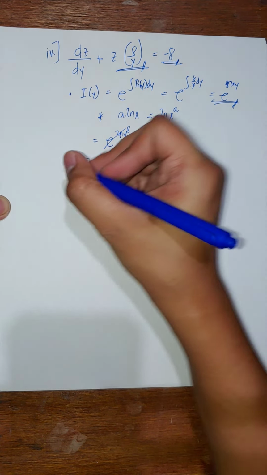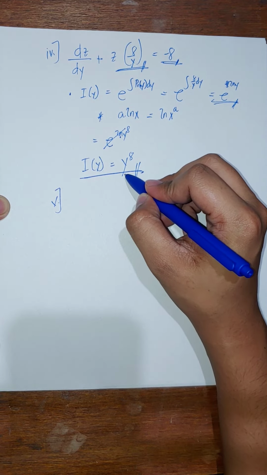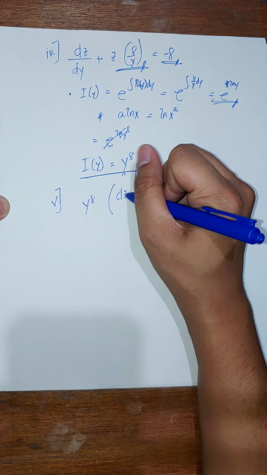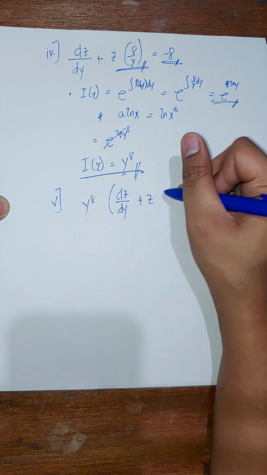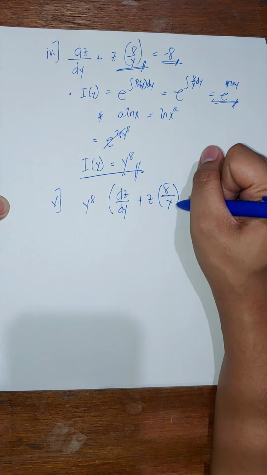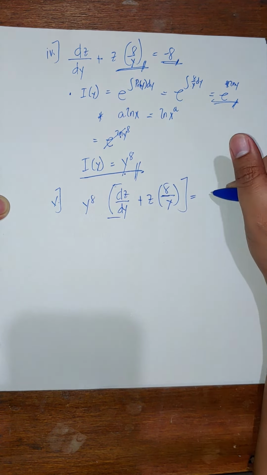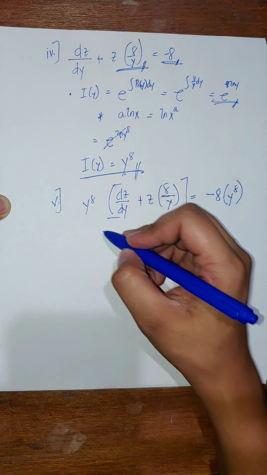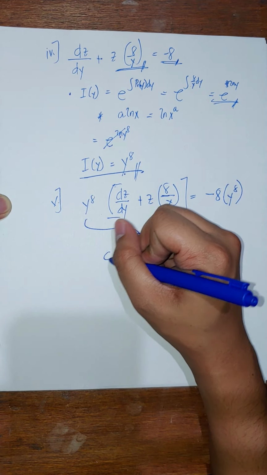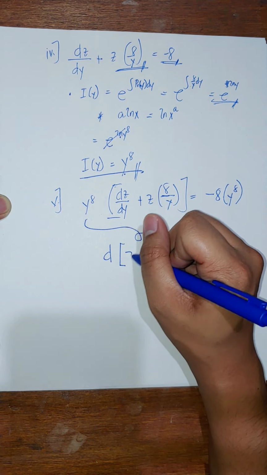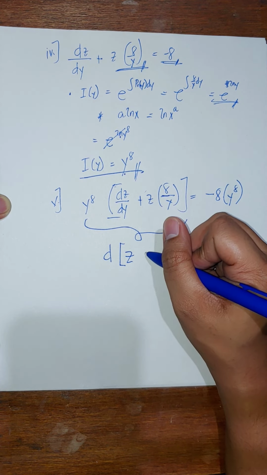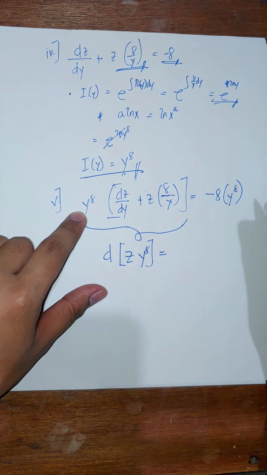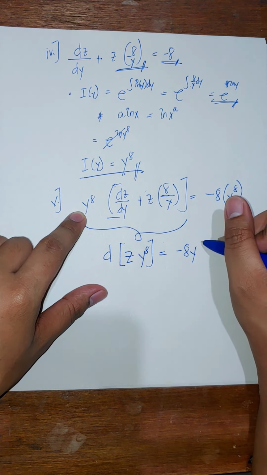After that, again, we multiply the integrating factor to the whole equation. So we have y to the 8 times dz over dy plus z times 8 over y is equal to, on this side also, negative 8 times y to the 8. On this side, it can be transformed and written as the derivative of z times the integrating factor y to the 8th power, which is equal to negative 8 y to the 8th power.